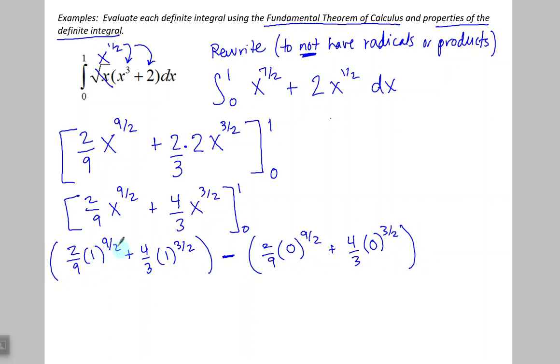1 to the 9/2 is just 1, so this is 2/9, plus 1 to the 3/2 is just 1, so plus 4/3, and then all of this over here makes 0. Easy to clean up and much cleaner, but I'm going to go just a little bit further because I can without too much difficulty. Multiplying by 3/3 makes 12/9, and 12/9 plus 2/9 is 14/9. Very good.